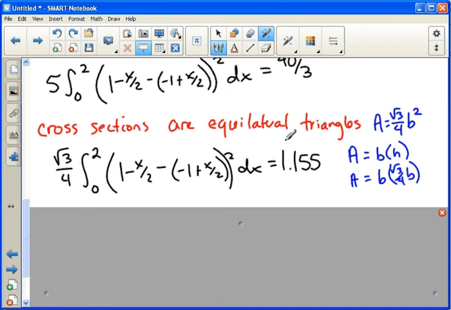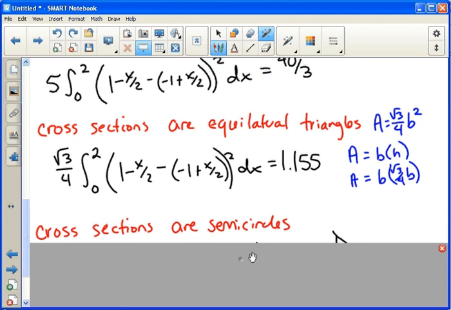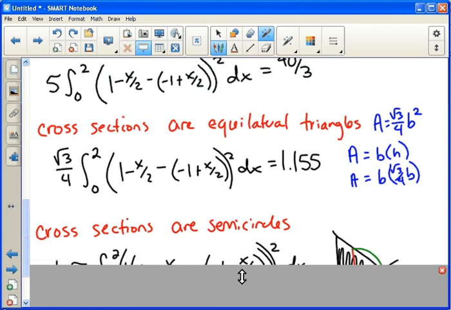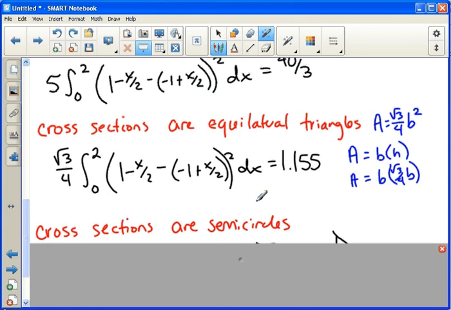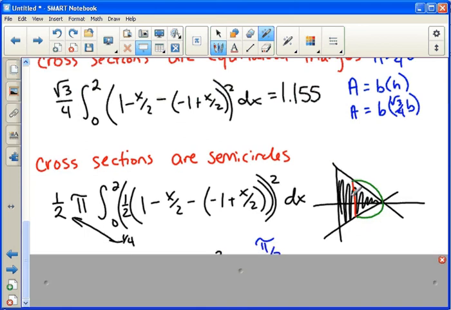Okay, now this next one is tricky, so I need you to think carefully with me. It says the cross sections are semicircles. Okay, the key here, you know the area is 1/2 pi r squared, but so far every time we've needed a distance, a base or a height or a side, we've just done top minus bottom. But I want you to look over here at this picture with me. If you think of this red line as the base, and then you've got a semicircle coming out of the board, that red line is not the radius. And our formula is 1/2 pi r squared. So that's the diameter and we need the radius.